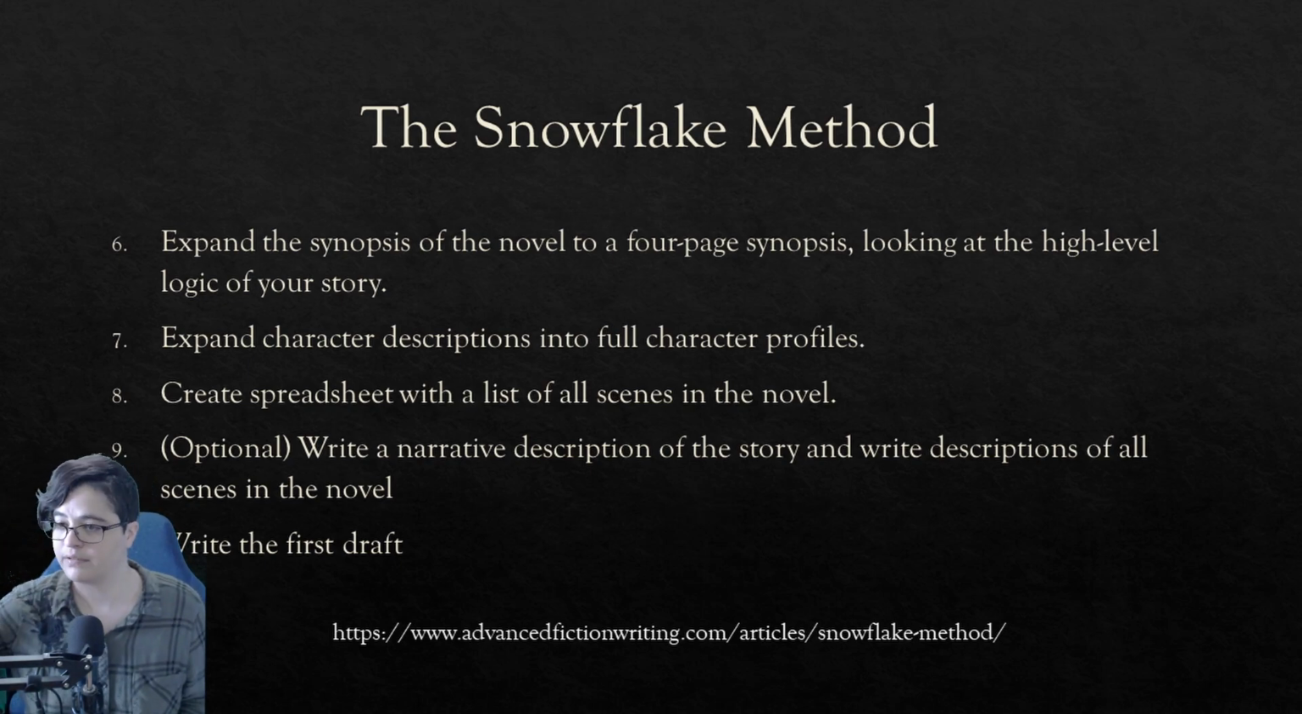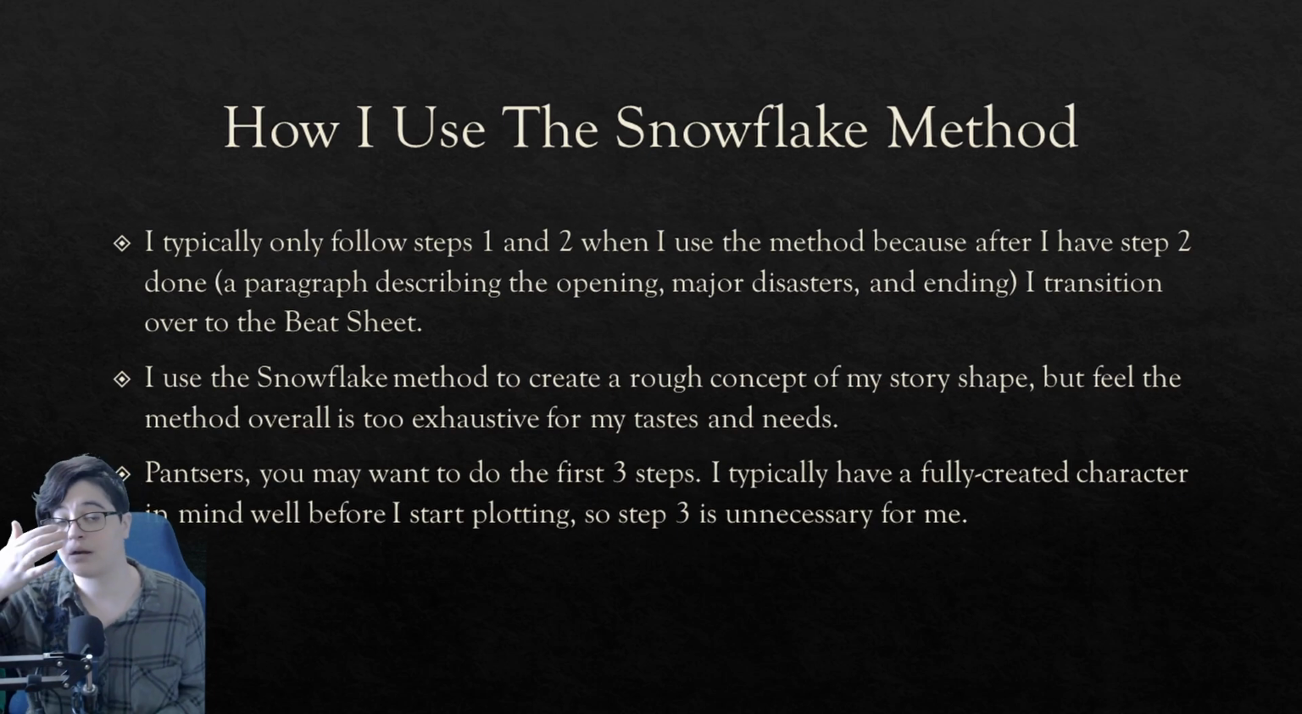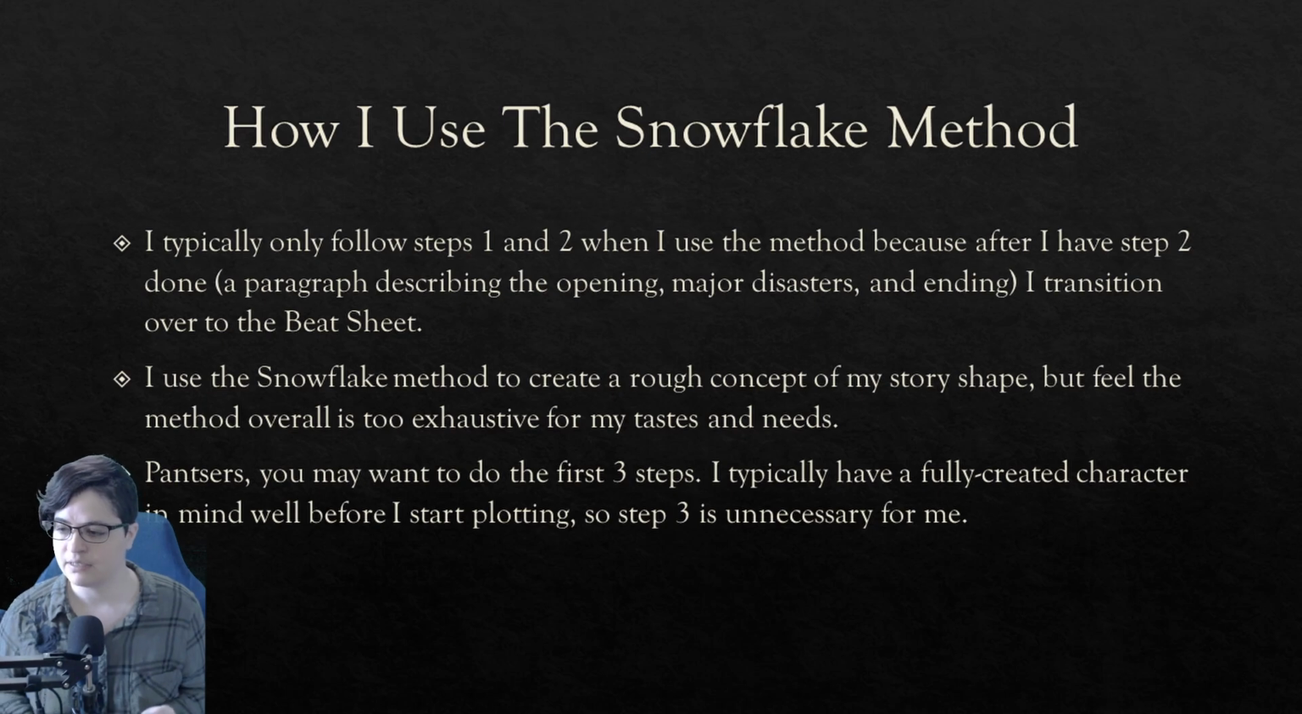And here we have my summation of how I use it. Again, I use steps 1 and 2, sometimes step 3 maybe. And then I have done the bulk of what I need to do with the Snowflake method and start moving over to the beat sheet to lay it all out, which is really where I find the powerhouse happens. I like the Snowflake method for creating the rough outlines and shape of my story. Like, here's the beginning, here's the end, here's some idea of what might happen in the middle, and then moving over and plotting it out for sure elsewhere.